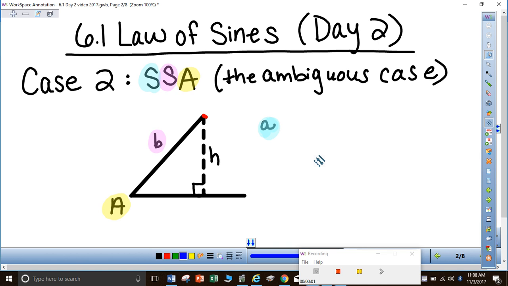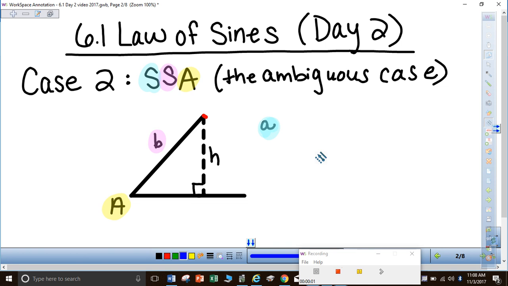All right, we're going to continue today looking at law of sines. This is day 2. If you have not already participated in the lesson for day 1 or watched a lesson video for day 1, make sure that you do that before proceeding here. So we're going to continue to talk about solving an oblique triangle.